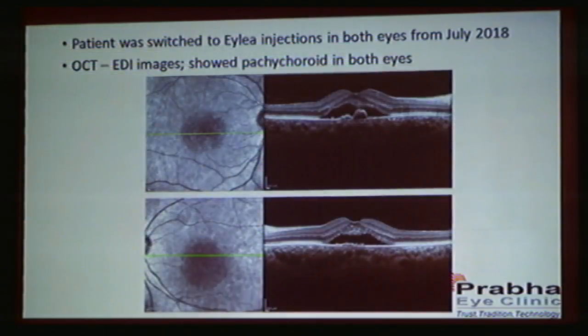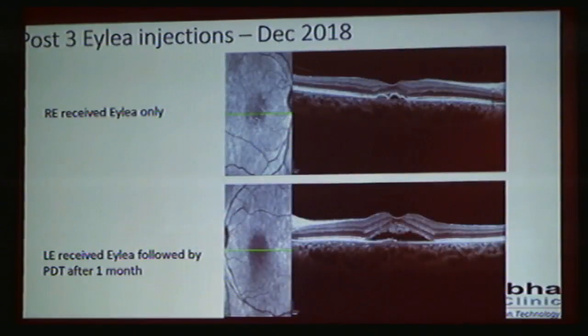So we thought of switching the injection from Lucentis to ILIA, and she received 3 injections in both eyes. Her EDI also showed pachychoroid. After 3 ILIA in the right eye, the fluid had almost gone, and in the left eye the fluid still persisted. So we gave a 4th injection in both eyes, and followed it with PDT after a month in the left eye.